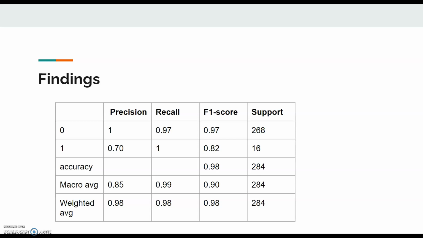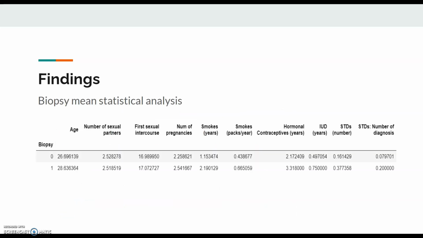If the model were fooled by false negatives, this can risk the life of a person. And as you can see, we only had about 16 positive cases and 268 negative cases.